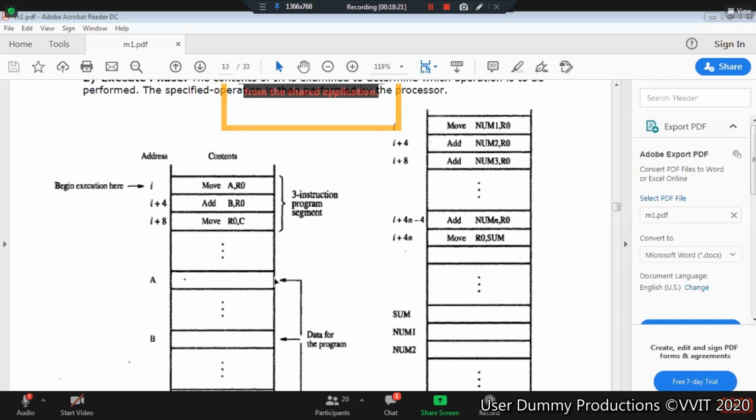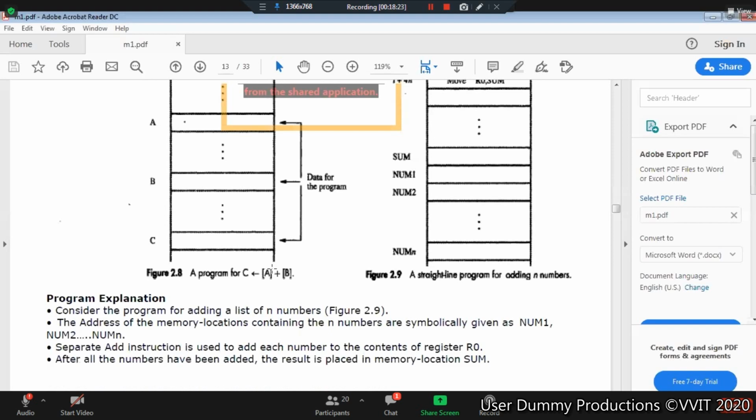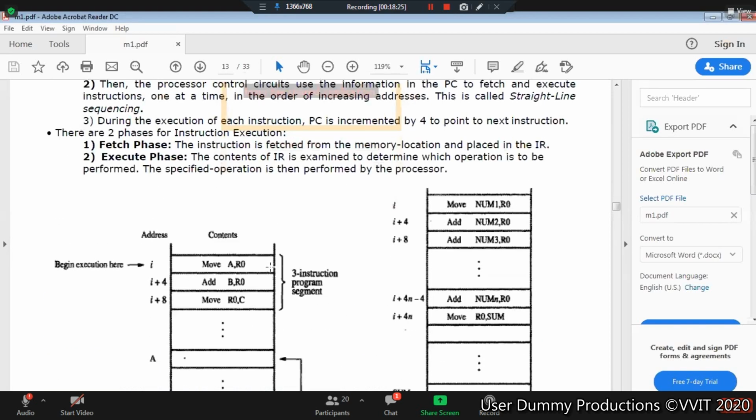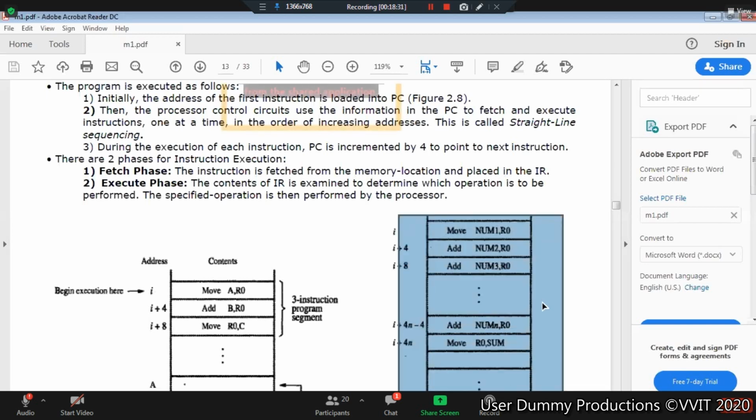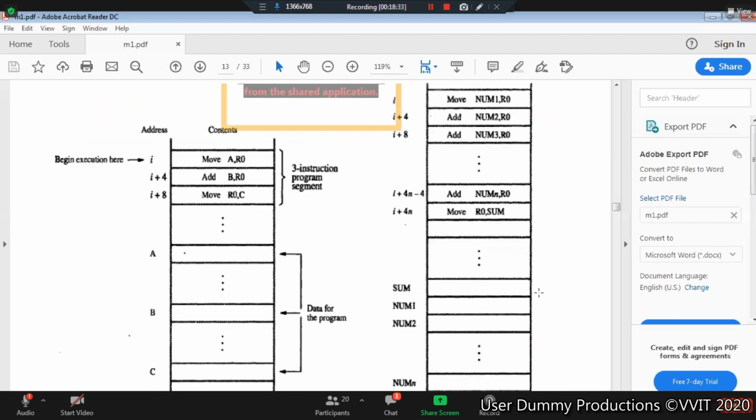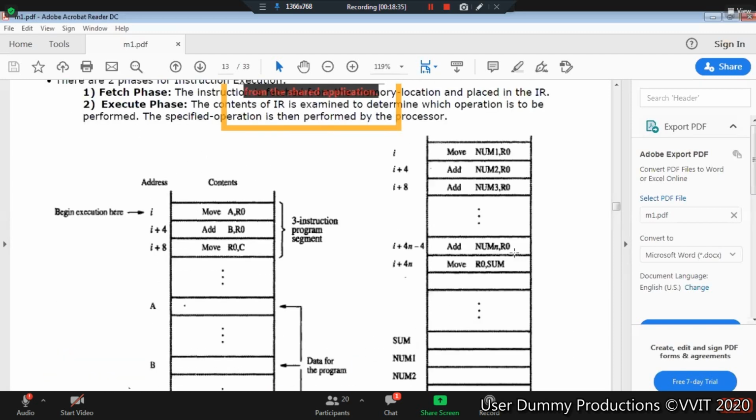So this is for adding only 2 numbers. Suppose I want to add n numbers. So this is my program. See here, this is my program. Adding n numbers using straight line sequencing. I have not used any branch or anything. Using straight line sequencing, how to add n numbers. First you write this one. You will only come to know what it is. First you write this. Everyone write this, ma'am?